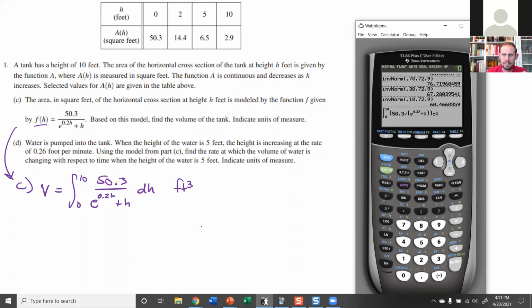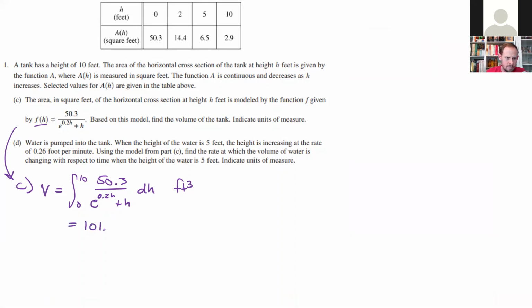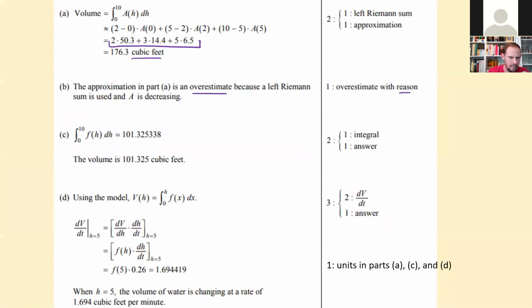And we get, so it looks like we got 101.325 cubic feet. That's a good bit less than it was before, but we said it was going to be an overestimate, and there it is. So we get 1 point for setting up the integral, 1 point for the answer. And I believe probably with units because the problem did specifically say units. So yeah, you got 1 point overall if you included units in all the parts that asked for units. It was in the end.